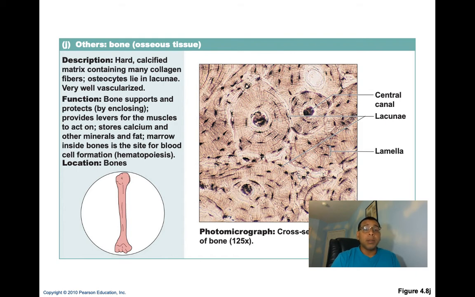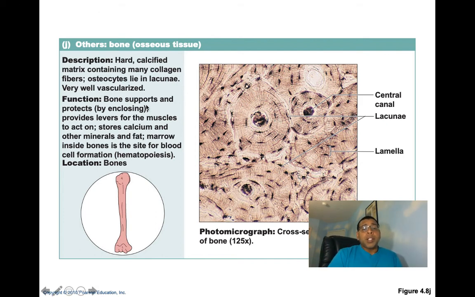Then let's talk bone. Bone is described as having a hard, calcified matrix. It contains many collagen fibers that are obviously not visible. And it has osteocytes that are also found lying in lacunae. Bone is very well vascularized. You break a bone, that's okay. Six to eight weeks later, usually, you should be perfectly fine and be able to resume activities.